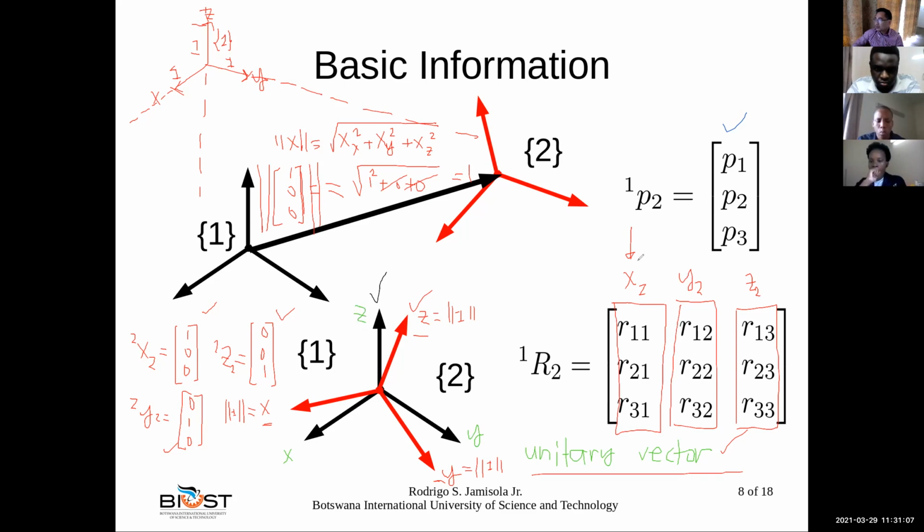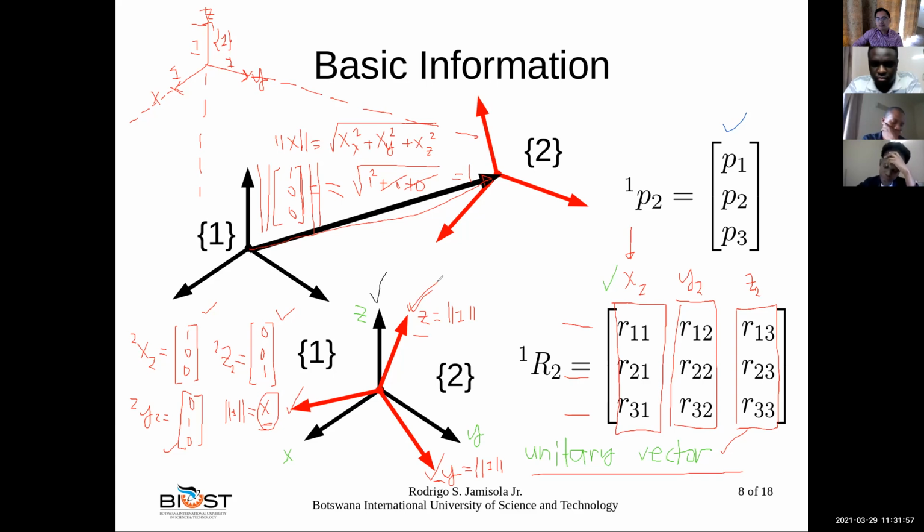Now we are saying that we want to express this x in terms of the x, y, and z components of frame 1. The same thing as how we expressed this vector before in terms of frame 1, although this vector is not a unitary vector. You understand? What we need to do now is express all these vectors, this vector x, this vector y, and this vector z in terms of frame 1.